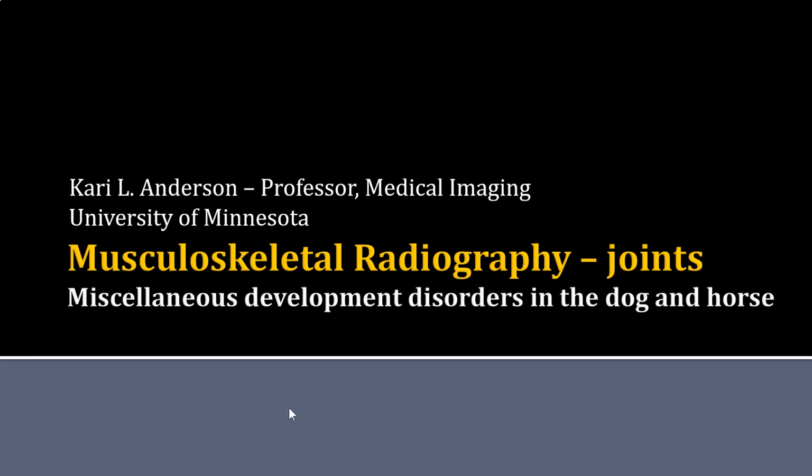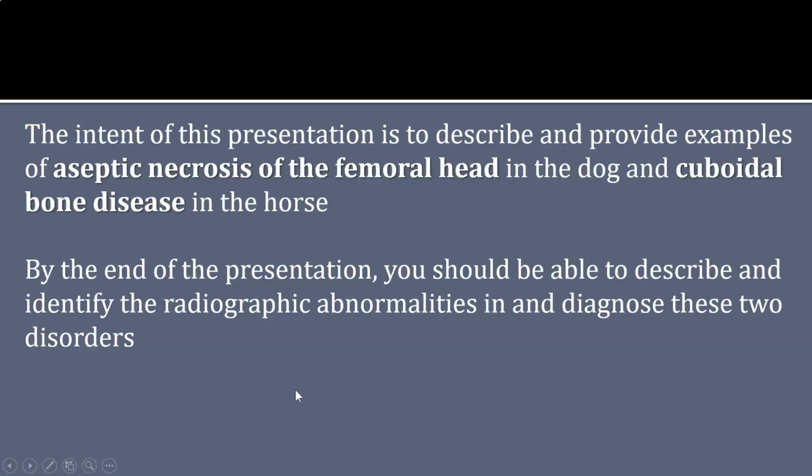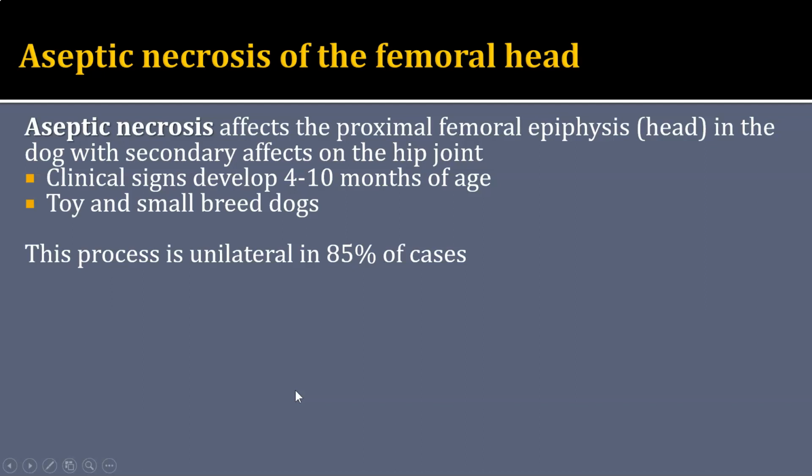This is the 8th in a series of presentations on radiography of joint disorders in veterinary patients. The intent of this presentation is to describe and provide examples of aseptic necrosis of the femoral head in the dog and cuboidal bone disease in the horse. By the end of the presentation, you should be able to describe and identify the radiographic abnormalities in and diagnose these two disorders. Let's start with aseptic necrosis of the femoral head.